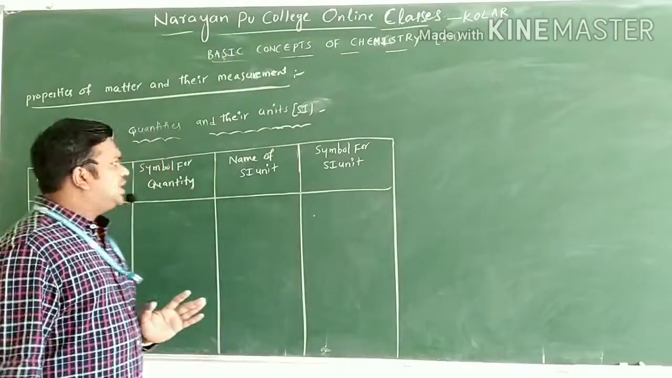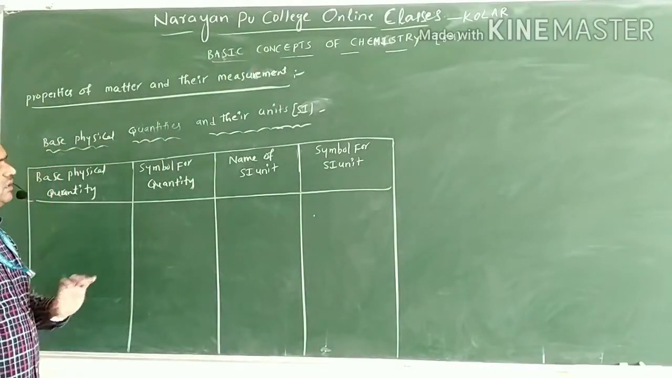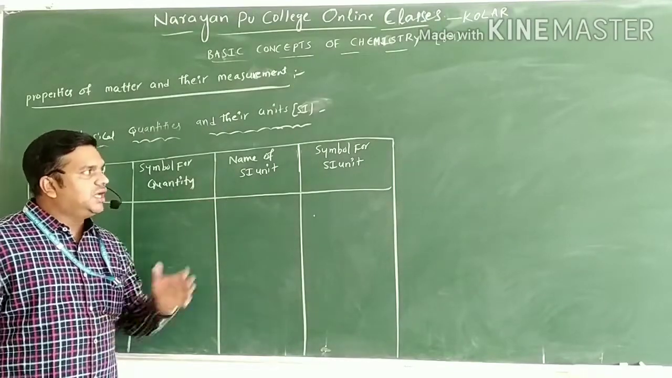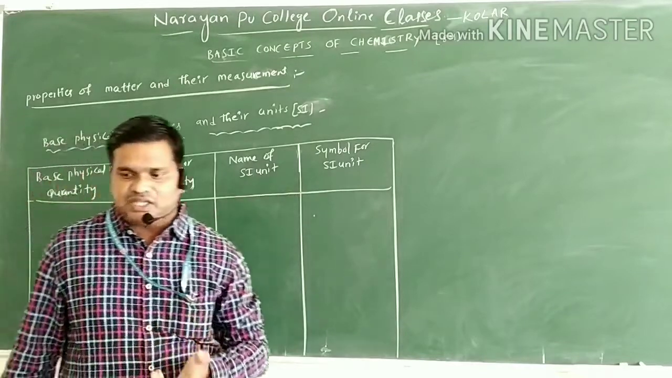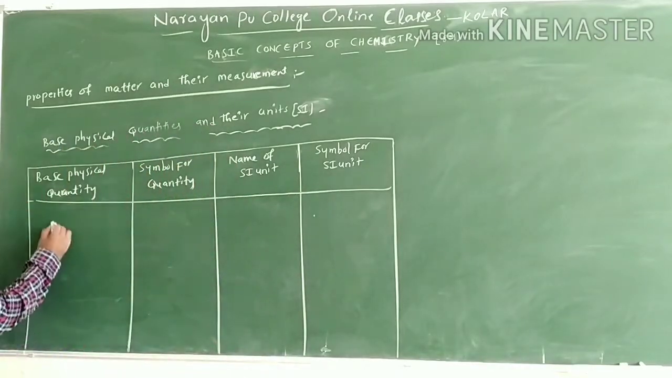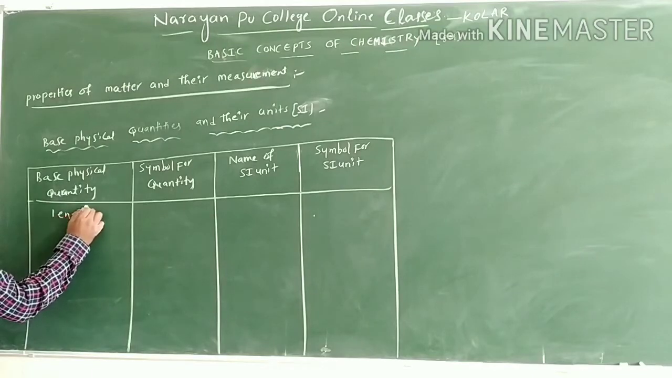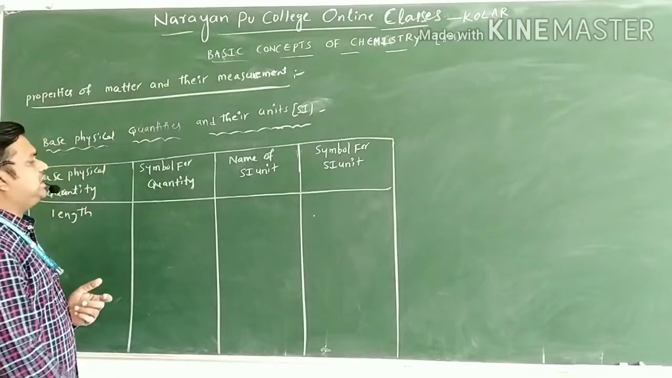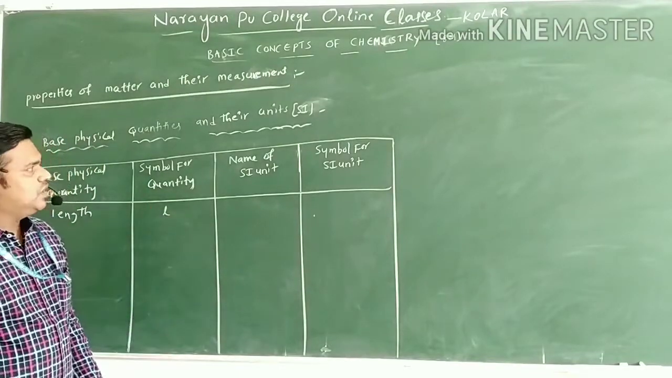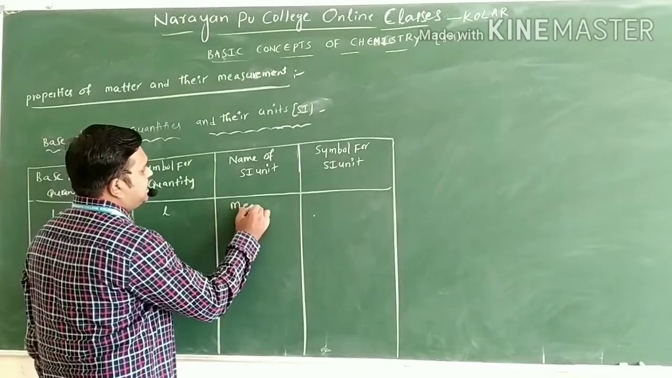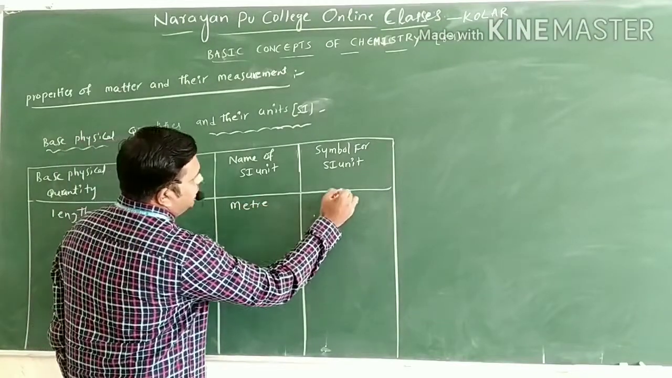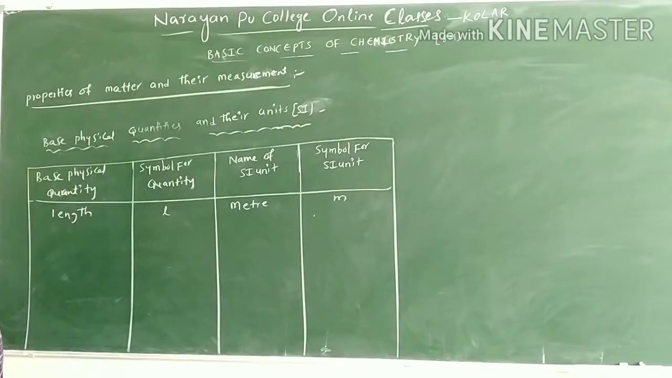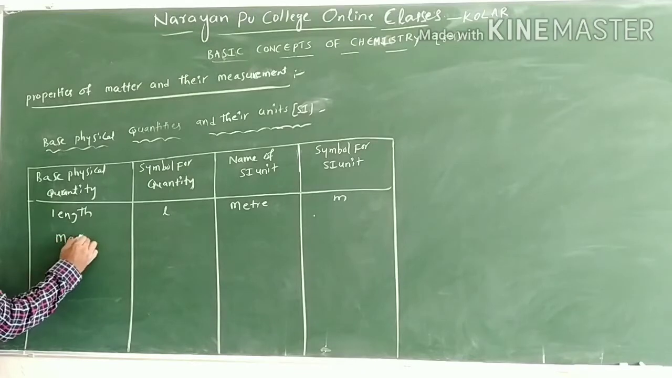So we have different types of physical quantities here. What is the symbol for the quantity? What is the name of that SI unit? And what is the symbol for the SI unit? You can see the first one here, length. What is the symbol for the quantity? Generally, we use L only. What is the name of this SI unit? It is the meter, and the symbol is m. That is the symbol of the SI unit.